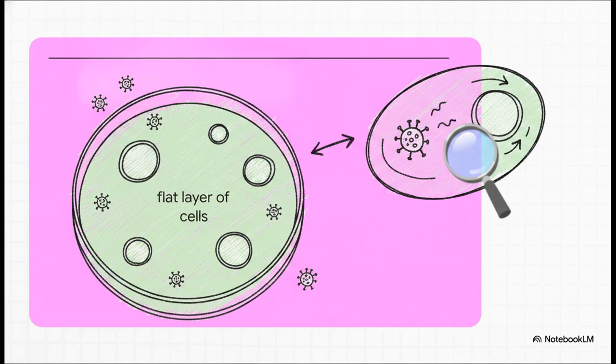Alternatively, they might throw PFU at you, which is plaque-forming units. This is more of a direct head count of infectious viral particles. Imagine spreading a virus over a nice flat layer of cells. Wherever a single infectious virus lands and starts wrecking shop, it creates a clearing, a dead zone called a plaque. By literally counting those plaques, you can calculate the exact viral concentration based on those areas of cytopathic effect.